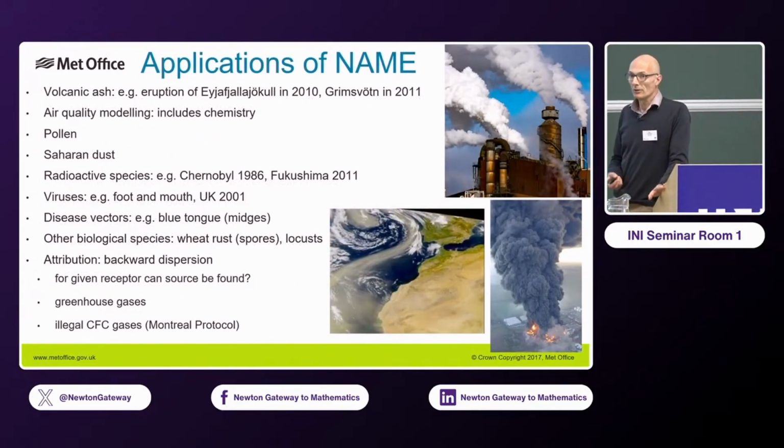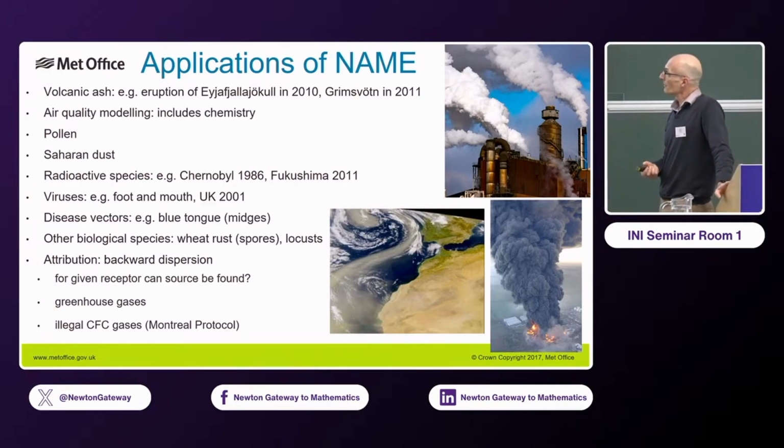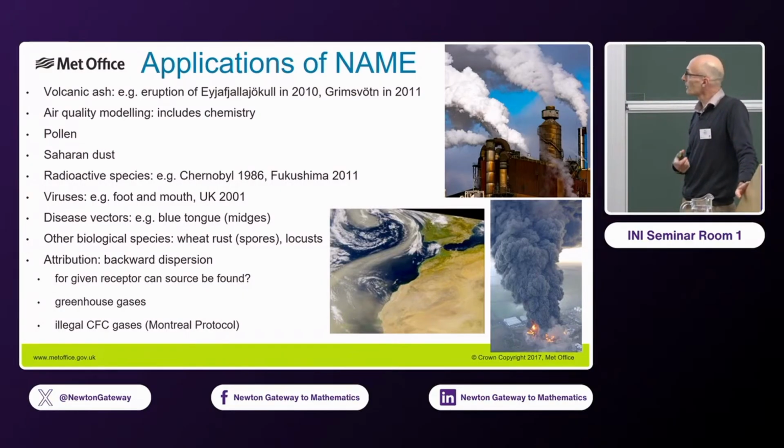It's now widely used, not just for radiological species, though it's still used for radioactive species. Probably the most celebrated event was the eruption of Eyjafjallajökull in 2010, and this was the model used to make predictions. I'll come back to that particular eruption and show you some examples of what we did. It's used for air quality modelling. It includes atmospheric chemistry. It's used for the dispersion of pollen, which I'll talk about more. It's used for dispersion of Saharan dust. It's also used for a wide range of biological species. Viruses such as the foot and mouth virus, which is unusual among viruses because it remains virulent over long distances. Disease vectors like midges, which carry bluetongue disease, and other biological species like wheat rust spores, which can do a lot of damage, particularly in areas like the Horn of Africa, and similarly locusts.